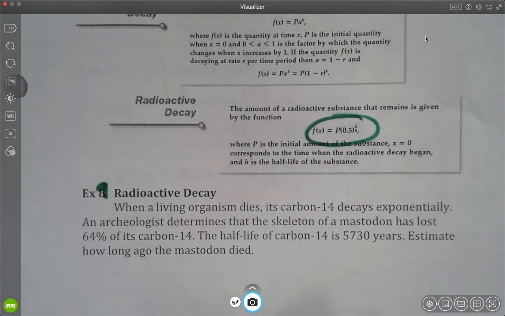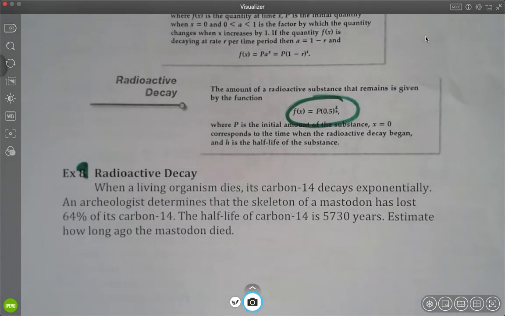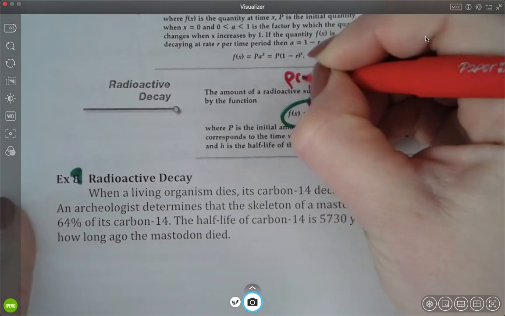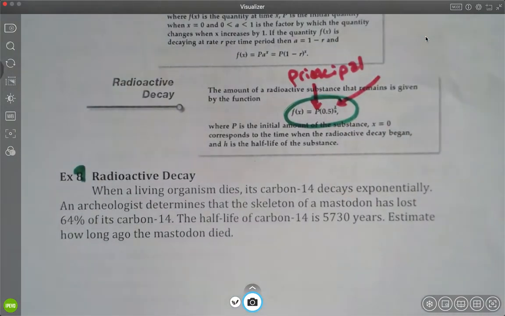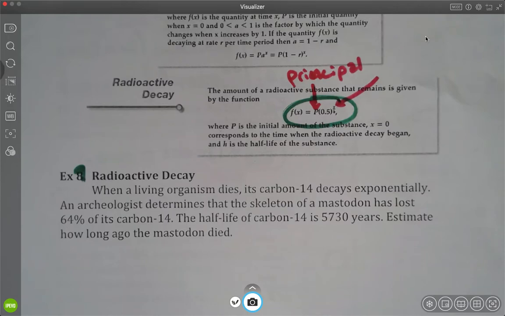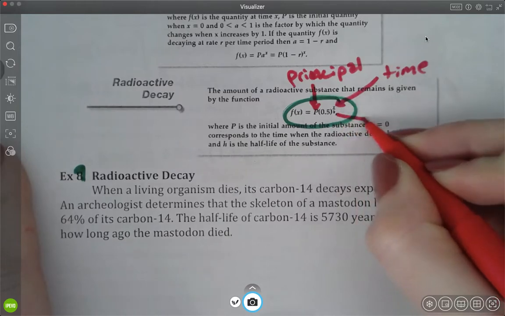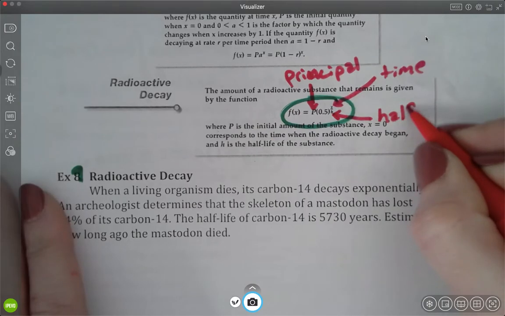Here's your formula for radioactive decay. They give us some weird variables here, so let's talk about them real quick. P is still your principal. What is X in here? Radioactive decay began, how long it's been decaying for? So X is your time. Now, what is H? H is the half-life of the substance.